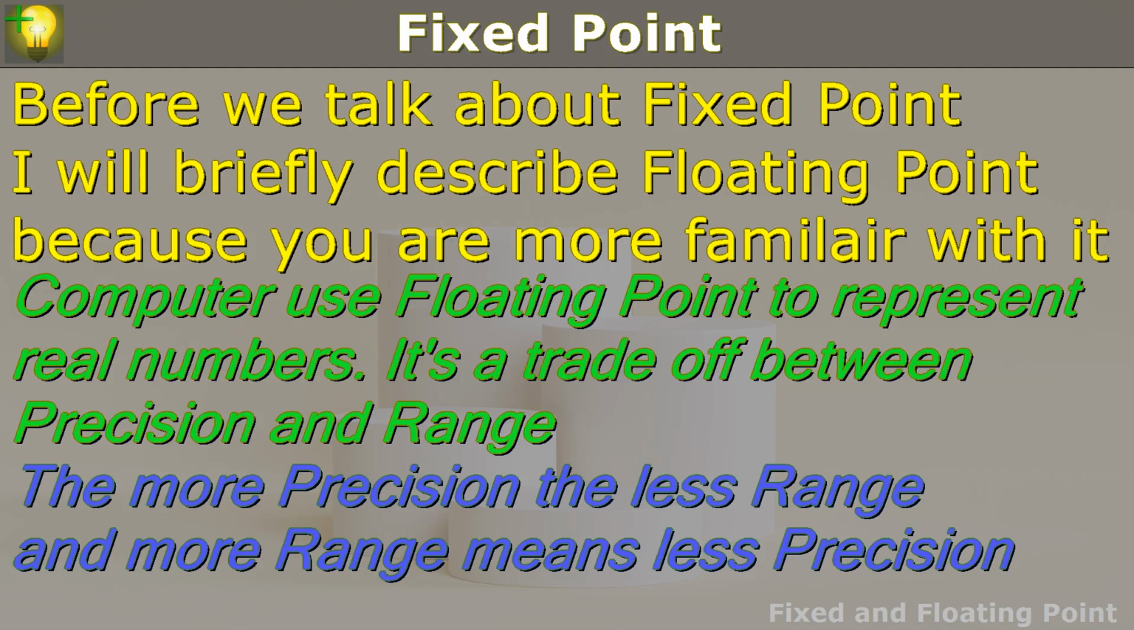Computers use floating point to represent real numbers, and it's a trade-off in how much precision you get. The more digits, the more precision. But if you want a big range of numbers, like you want to count into the trillions, you would need a whole lot of digits. But look at your calculator.